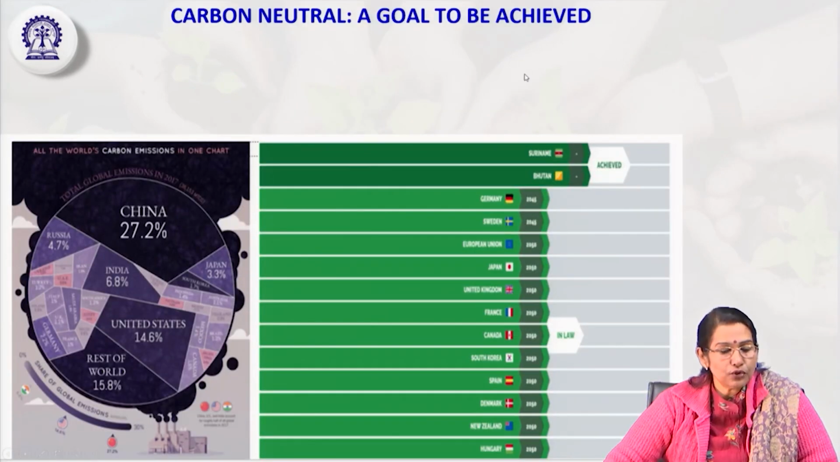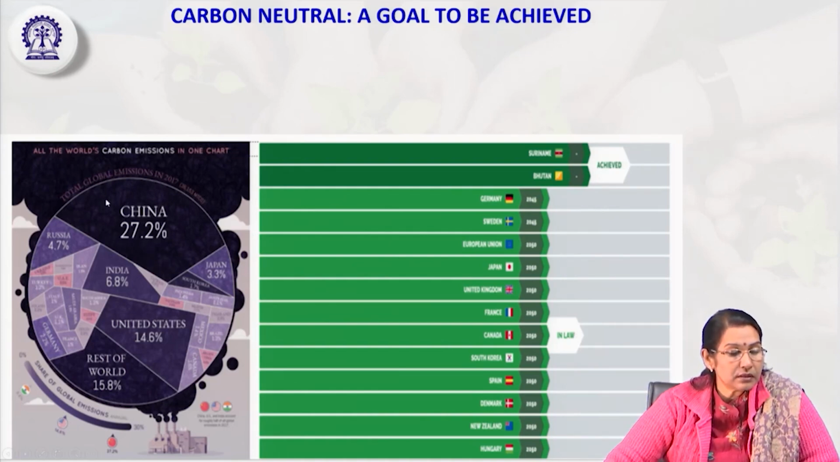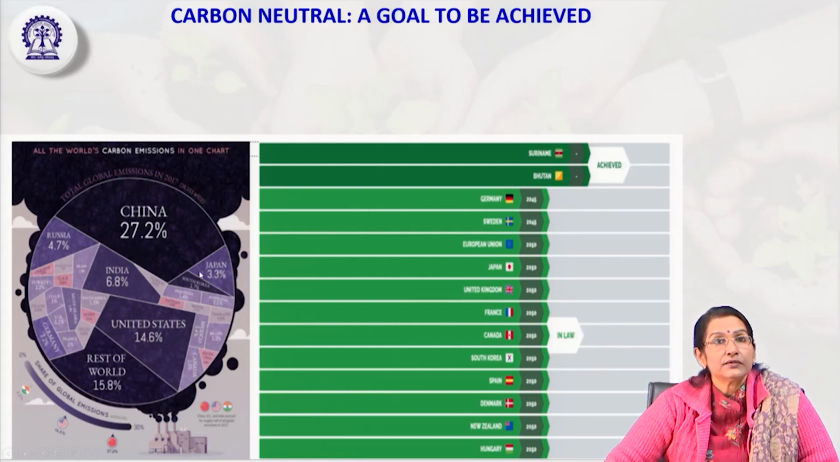So, this is the carbon neutral goal to be achieved by different countries. Now, as you can see, China creates 27.2% of carbon emission in this chart. The maximum carbon emission is being done by China, that is 27.2% across the globe. Thereafter India is responsible for 6.8%, and the United States for 14.6%. So, the developed countries are also emitting a higher percentage of carbon, of course depending on their geographical space. Then Japan is only 3.3%, it is very environment friendly.